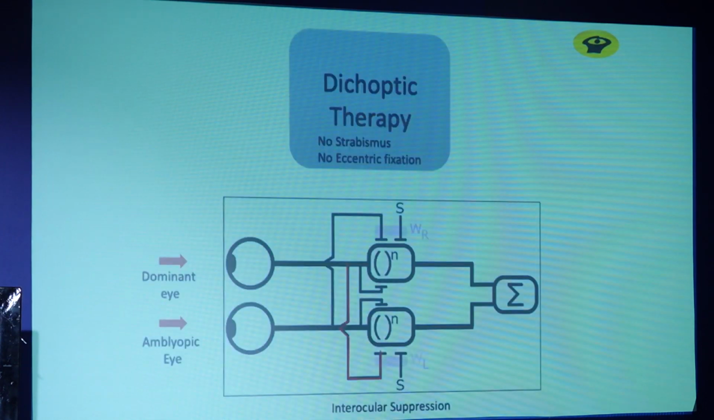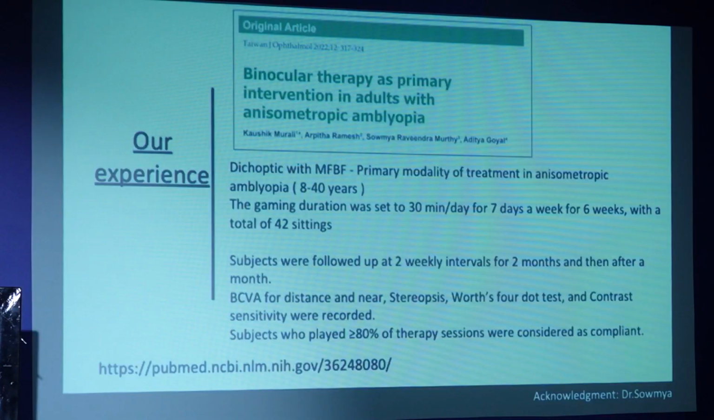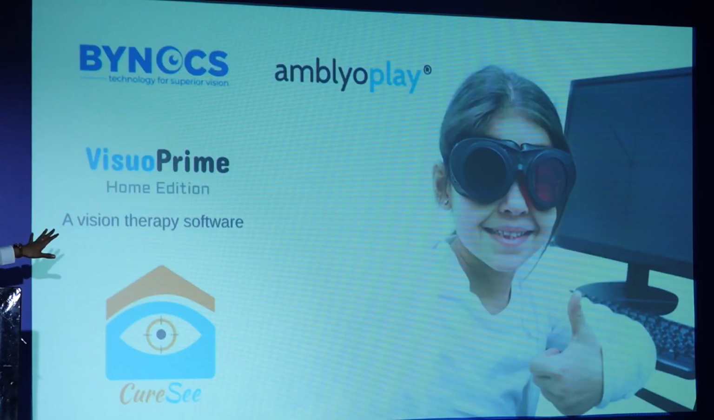The important thing with dichoptic therapy is there should be no strabismus, no microstrabismus, and no eccentric fixation. These are the three no's for dichoptic therapy. You cannot give them in this. So this is how the therapy works. I'm just going to skip through. So these are the ones that are available right now.